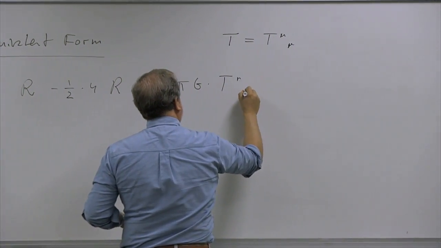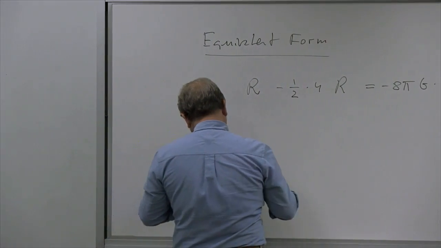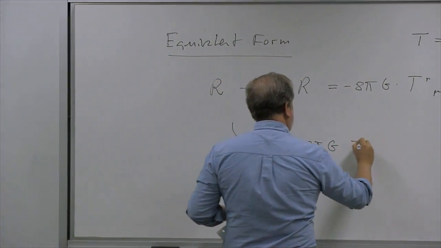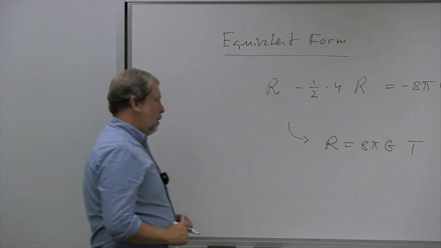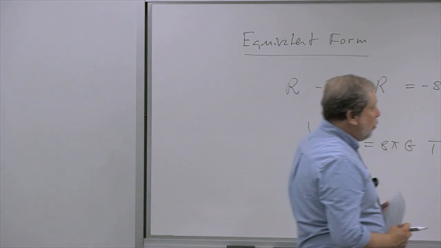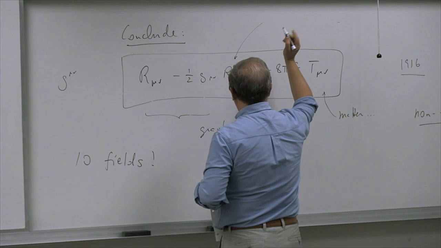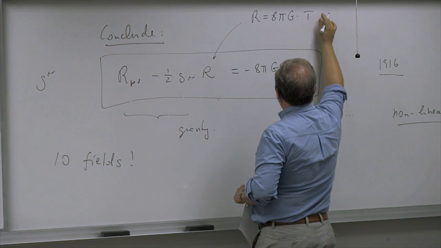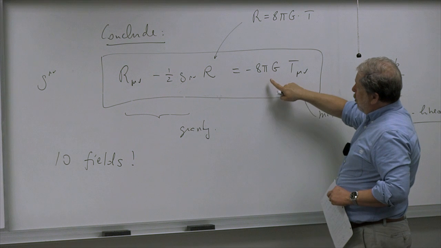So you're going to write it like that. And so we have that R is equal to 8 pi G times the trace of the energy momentum tensor. Right, so the scalar curvature is, if you wish, determined by the trace of the energy momentum tensor, but that allows us to actually go into the original field equation and replace this, right? If you want, you can replace this by R is equal to 8 pi G times the trace of the energy momentum tensor.